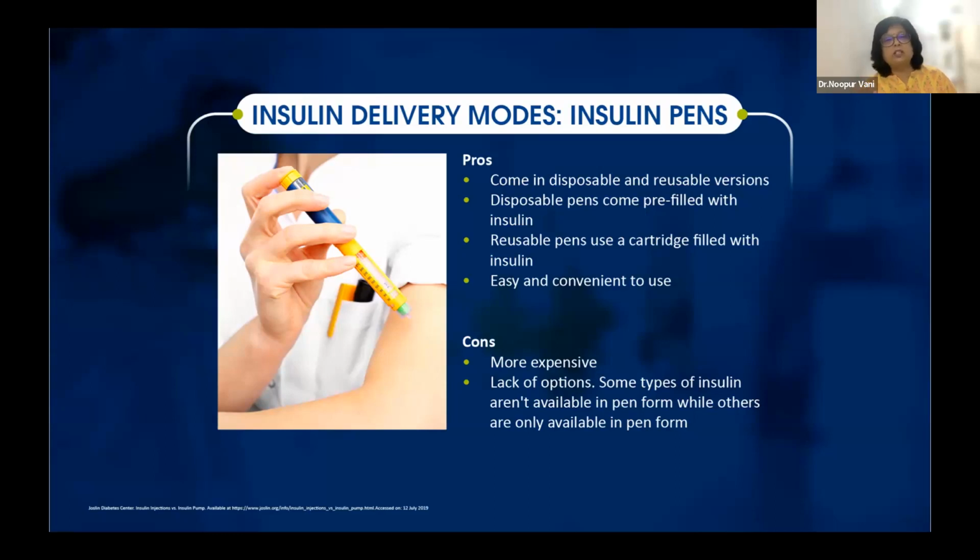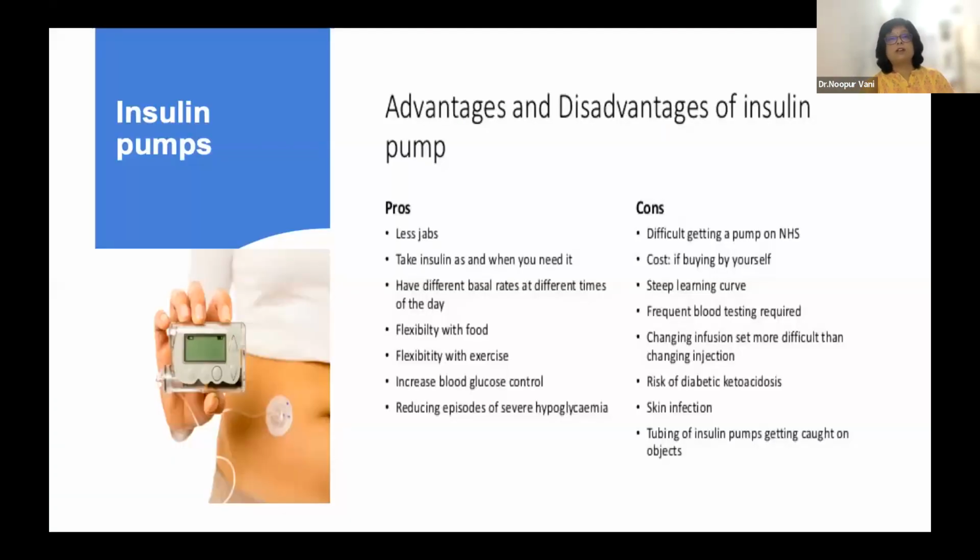It is a little costly, but not actually very costly, unless the number of needles to be changed goes up to a slightly higher number every 5 days. So it is slightly more expensive. And then of course, some insulins which we use do not come in the form of cartridges.